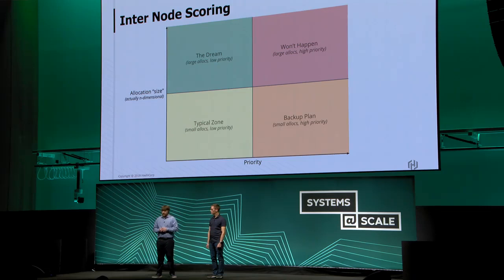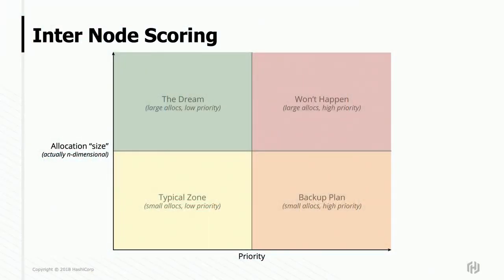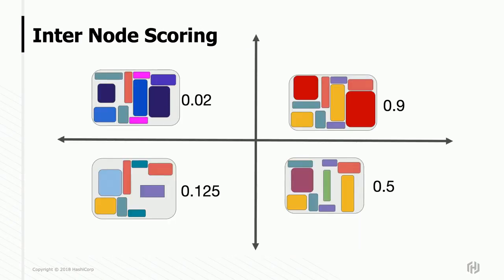You know, the dream is a node with really large allocations that are all very low priority. Slightly worse is a node with small allocations but still low priority. Getting worse with small allocations and high priority, and the worst of the worst being your node with large allocations and large priority. So those nodes before fall in this quadrant. Again, we pick the node closest to 0, which ends up being somewhere in this first quadrant.